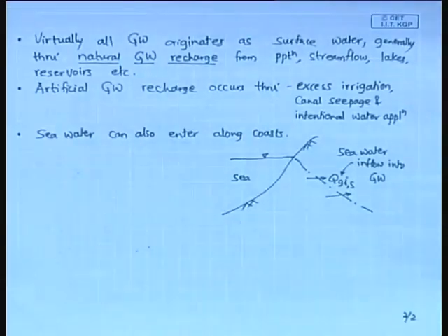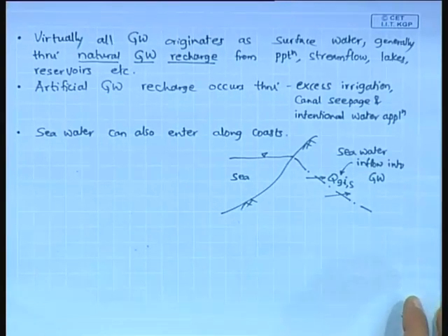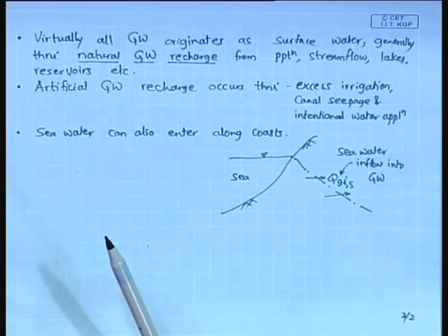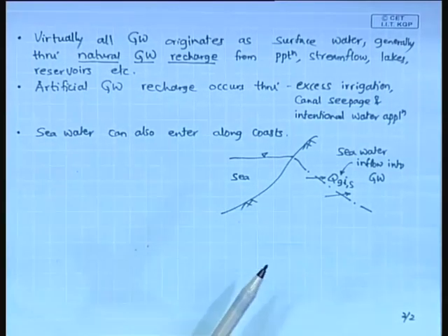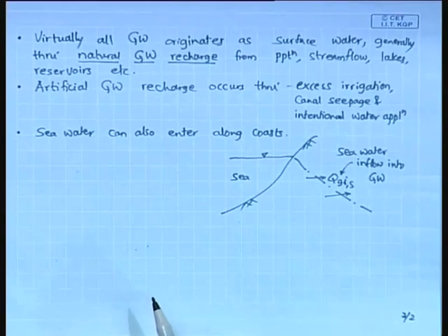Now let us also discuss the origin of groundwater, which provides the necessary spatial and temporal distribution. Practically all the groundwater originates as surface water, through infiltration and lateral groundwater inflow. This is known as natural groundwater recharge. By this process the groundwater gets its supply, from precipitation, from stream flow, and from infiltration or seepage from lakes and reservoirs.